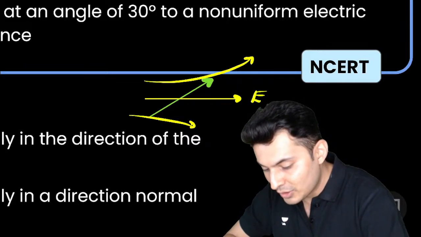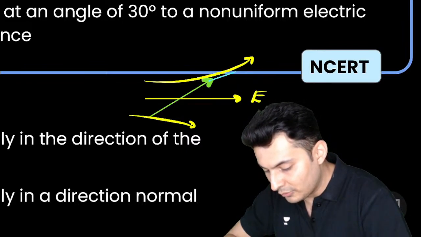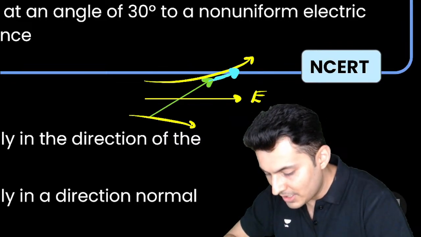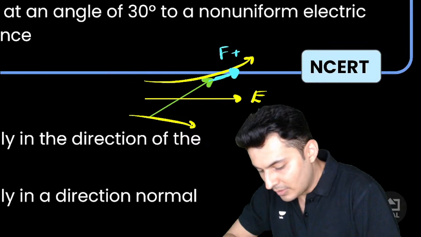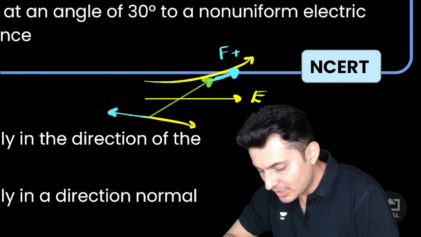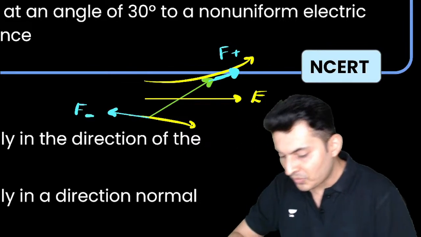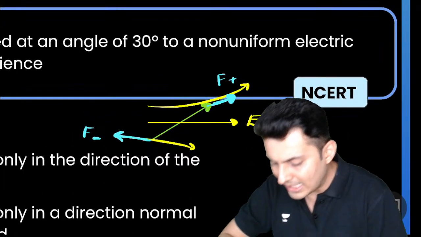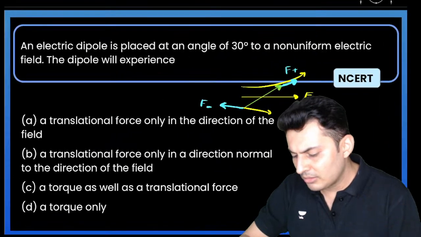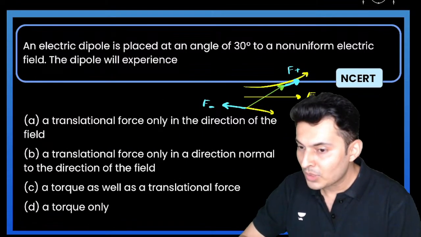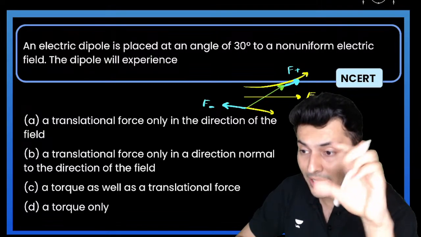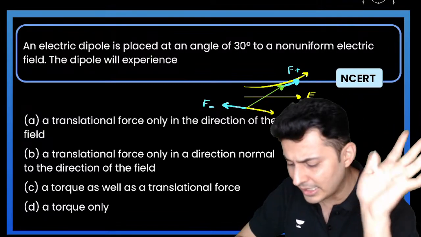So on the positive charge, maybe the force will be like this. But on the negative charge, maybe the force is going to be like this. So don't you see that the forces acting on them are not cancelling, and there could be a torque acting on it. So there is a torque and the forces are also not cancelling. So there is a net force also.